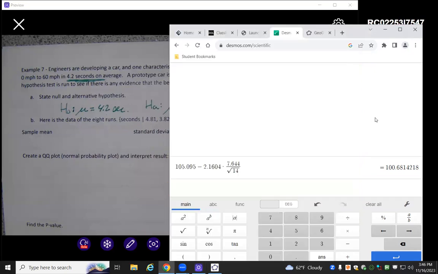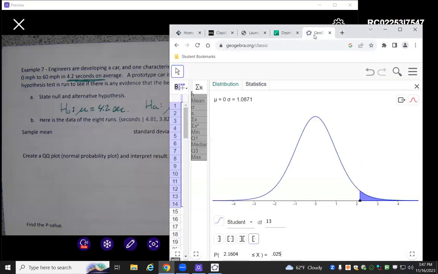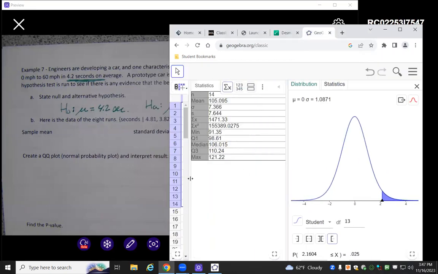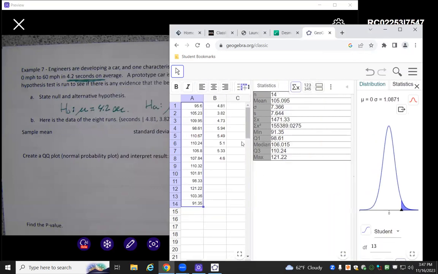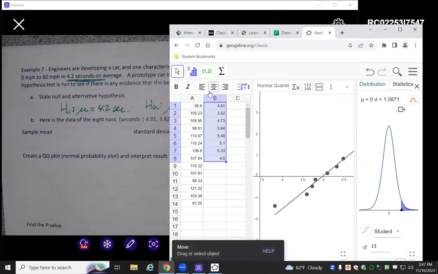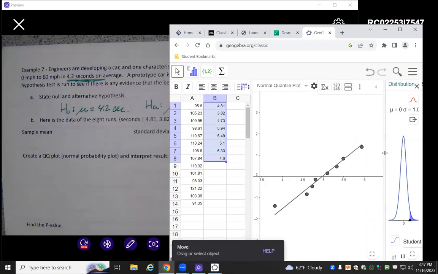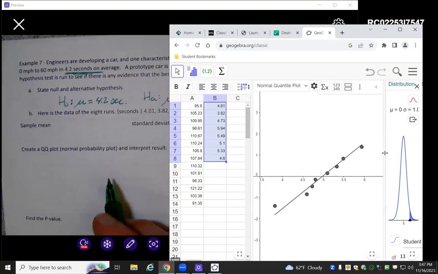I'm going to go, again, in that file in GeoGebra, the data is just sitting there. Let's move this out of the way so we can get to it. And there are the 8 values sitting right here. So I'm going to highlight these, select one variable, and I already have it set to QQ plot. So there's my QQ plot. And, well, what do you think? Looks pretty good, I think.